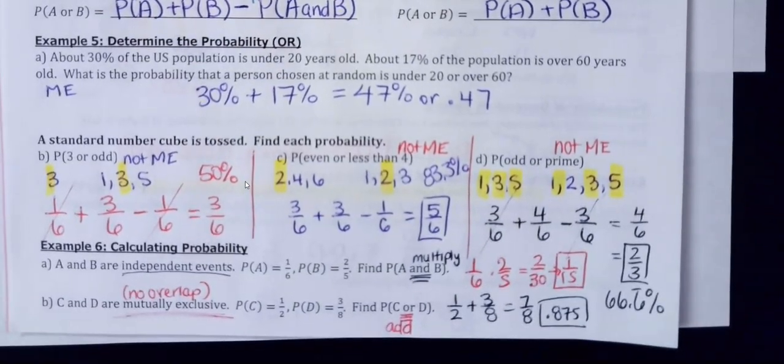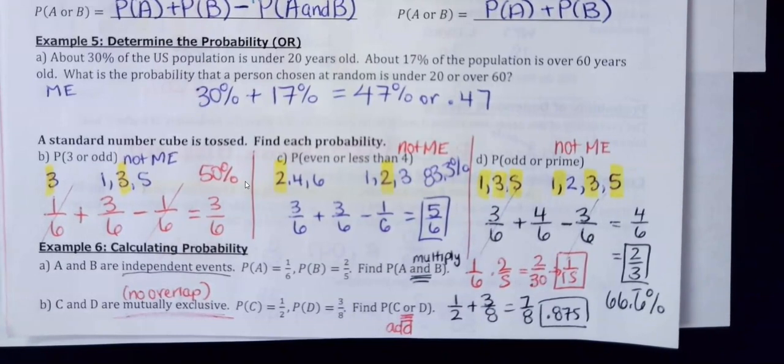Is anybody having a question about the independent, dependent, mutually exclusive? If you can remember AND is multiply, OR is add, you'll be in good shape. The homework is going to be on Math Excel.